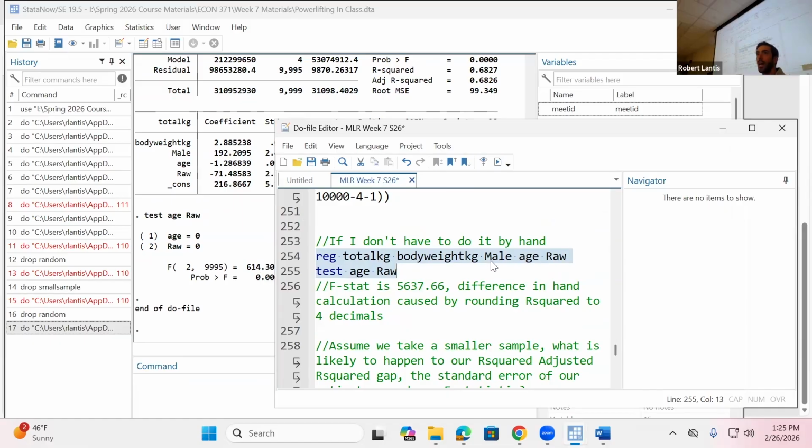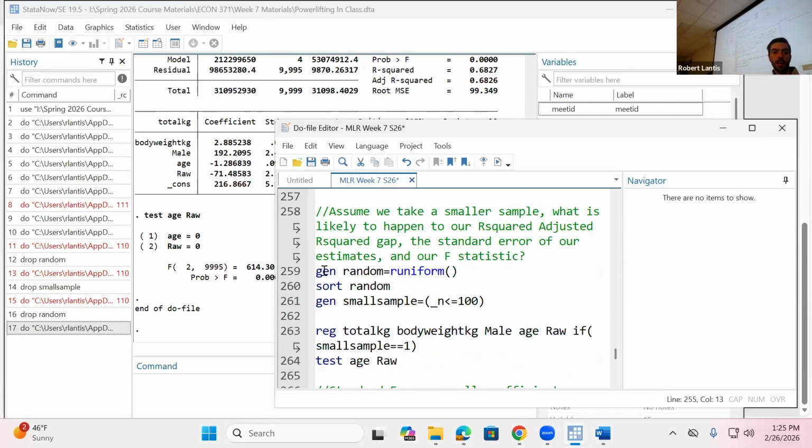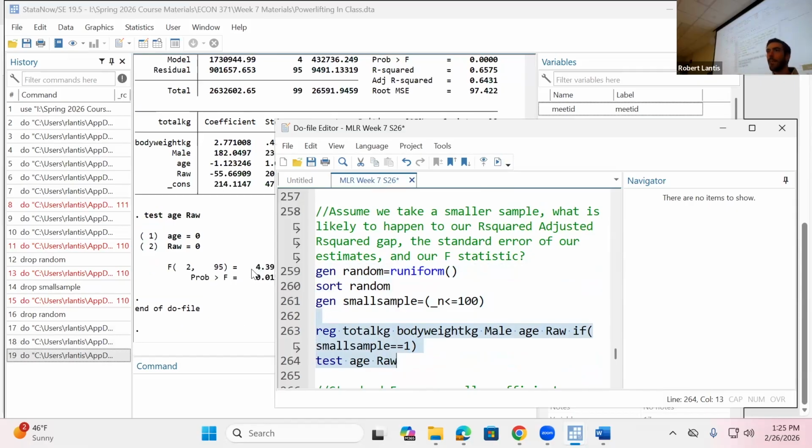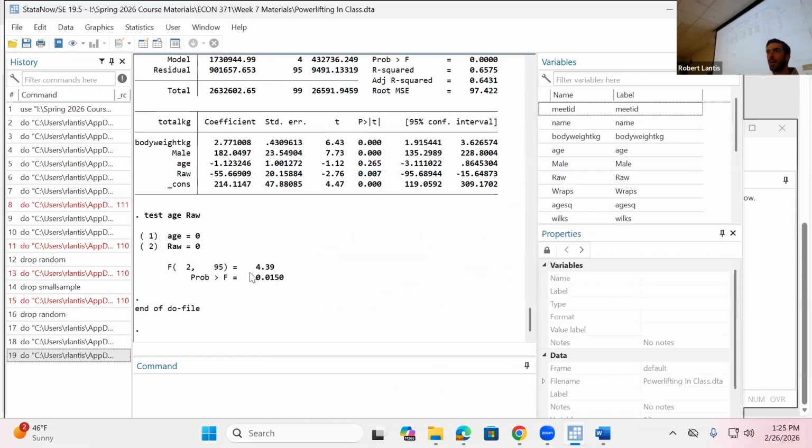If we had a really high sample size, that was going to have the opposite effects. It gave us a really large F statistic and a really small p-value, right? If instead I took a random sample of size 100, I then run that exact same regression and do the joint hypothesis test. What should happen to my F statistic? It's now not like 600, it's only 4. And what happened to my p-value? It's now higher. So we're less likely to reject.